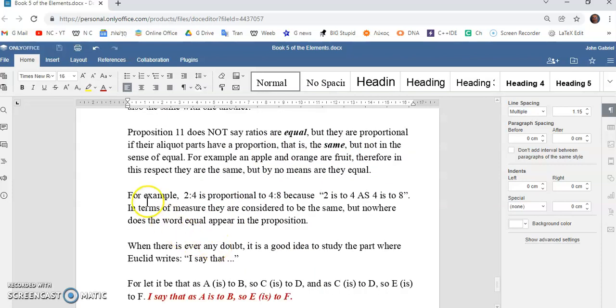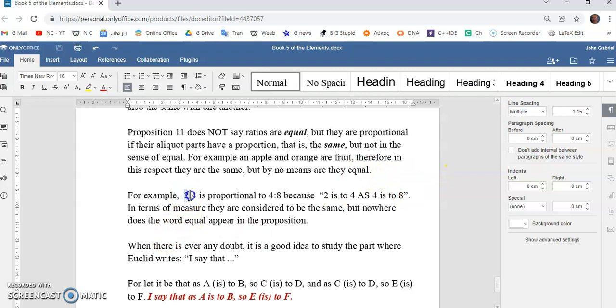So let's see what this says exactly. If their aliquot parts have a proportion, they're the same, but not in the sense of equal. For example, an apple and an orange are both fruit, yes? So they are the same in this respect. They are both fruit, but they're by no means equal because they're not the same thing.